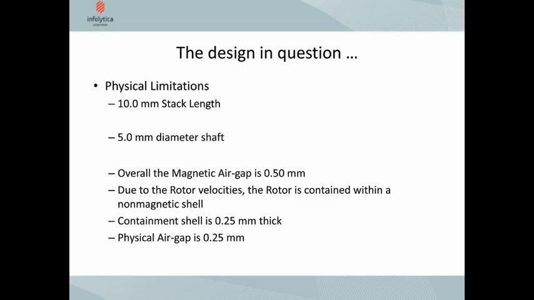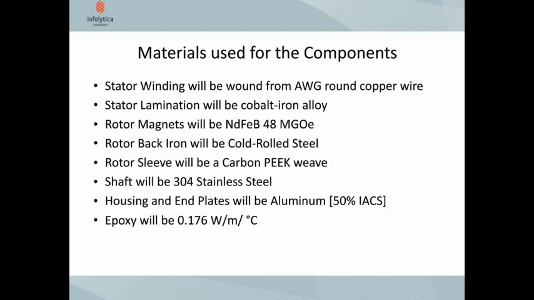We've also chosen a series of materials for our components. For our stator winding, all of the winding will be American gauge round copper wire. Our stator lamination is going to be made of a cobalt iron alloy. This might be a Hyperco material from Carpenter or perhaps a Vacodur from Vacuumschmelze. The magnets are going to be a neodymium iron boron class of magnet, and we've chosen a 48 megagauss-oersted grade to give us the best flux density potential.